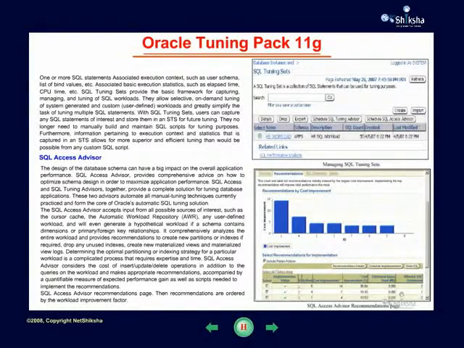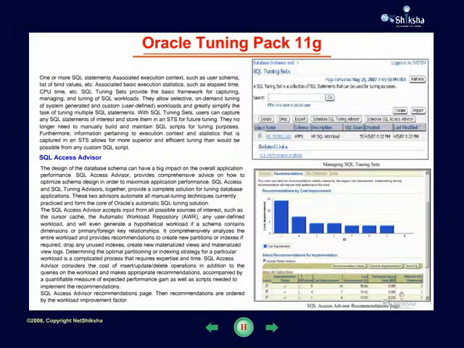The SQL Access Advisor accepts input from all possible sources of interest, such as the cursor cache, the automatic workload repository, AWR, any user-defined workload, and will even generate a hypothetical workload if a schema contains dimensions or primary foreign key relationships. It comprehensively analyzes the entire workload and provides recommendations to create new partitions or indexes if required, drop any unused indexes, create new materialized views and materialized view logs.